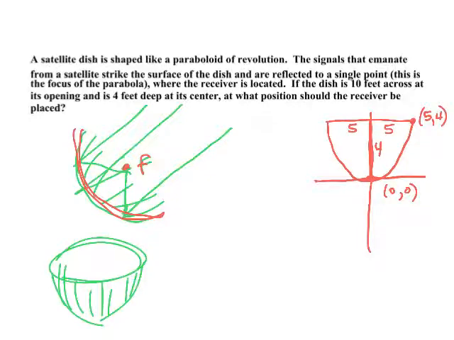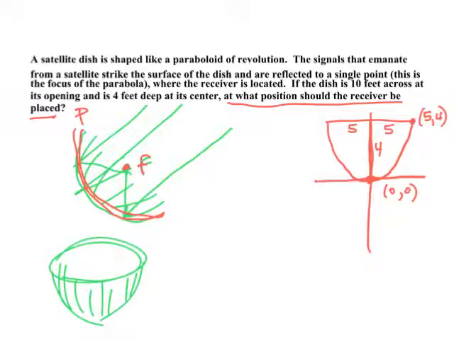And all we know is this is a point on that parabola. We don't know where the focus point is. We don't know the equation of the parabola. We do know the center. So we're going to actually write the equation with as much as we know at this point, because we want to find at what position should the receiver be placed. We want to know where to place the focus point. So what we need is our p value, because if you remember in a parabola, p is the distance from the vertex to the focus.